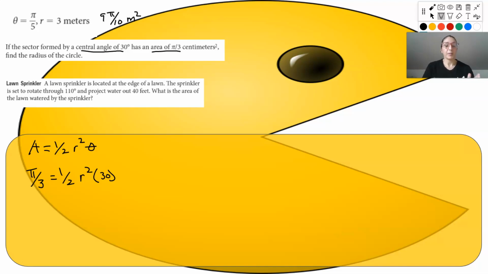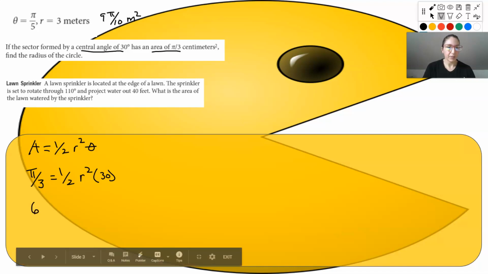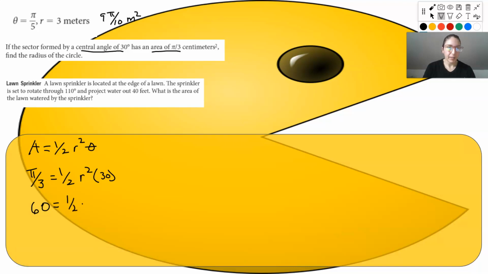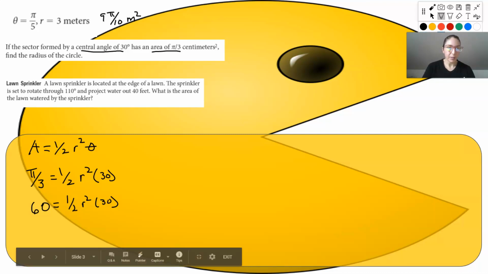So what I'm going to do is convert pi over 3 to 60. So pi over 3 I'm going to convert to 60, radians to degrees. 1/2 r squared times 30. And now I'm going to go through and divide out, because all of this is multiplied. So the first thing I'm going to do is divide everything by 30. You don't have to do it in the order that I'm doing it. So 2 equals 1/2 r squared.